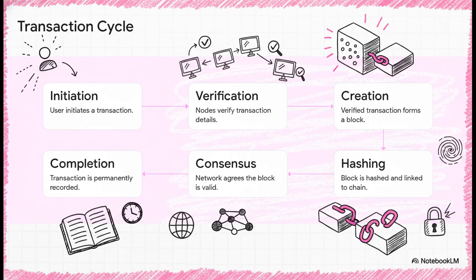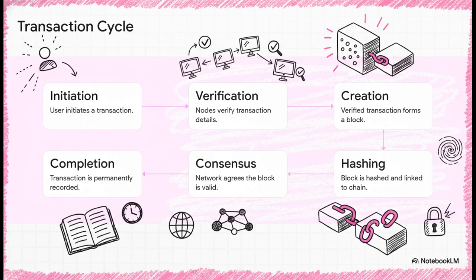Let's walk through the specific 6-step life cycle of a transaction to see this in action. Step 1. A user initiates a transaction. Step 2. Independent computers on the network, which we call nodes, verify the transaction details. Step 3. The verified transaction is grouped into a brand new block.